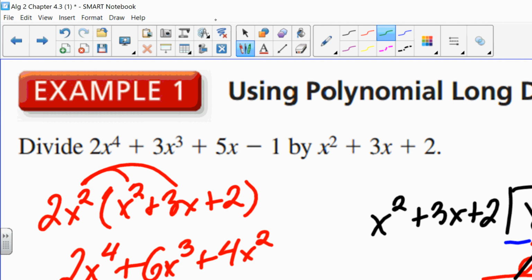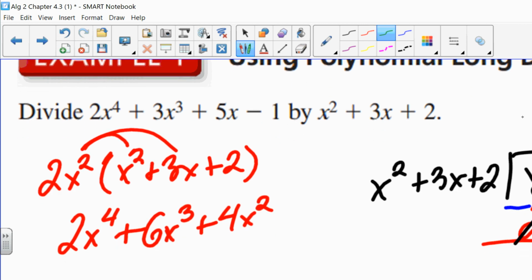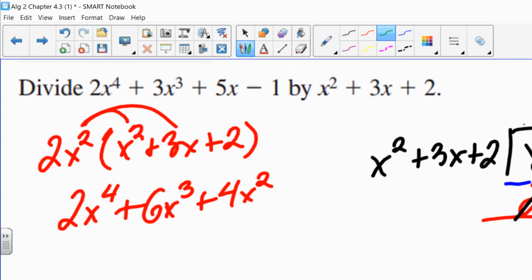So what do we need to eliminate next? Negative 3x squared, yes? Yeah, we would need negative 3x. Because 3x times x squared, x times x squared is x. Oh. Yep. Okay. So we'll do negative 3x times x squared plus 3x plus 2.